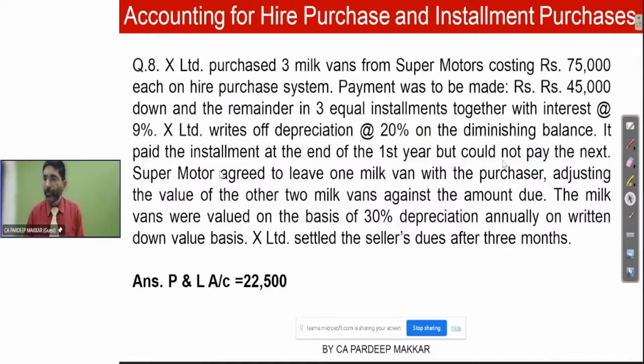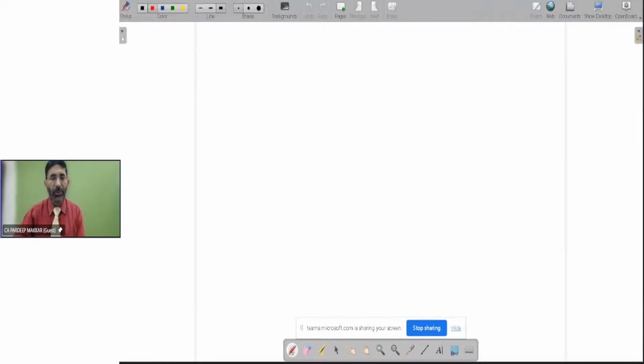Very easy to do. Two accounts will be prepared by you: super motor account and van account. Send me the closing balance of first year of asset account. Send me the closing balance of first year of milk van account. So first of all, depreciation will be charged at the rate of 20%, not 30%. Okay.